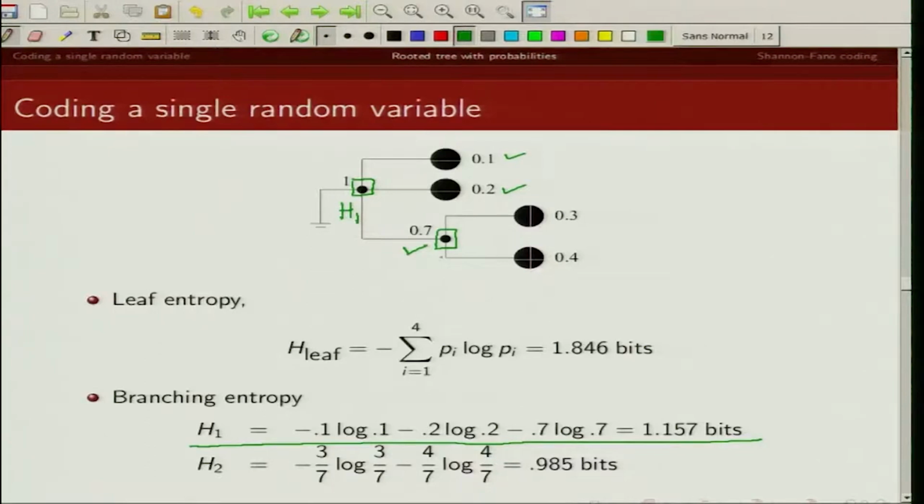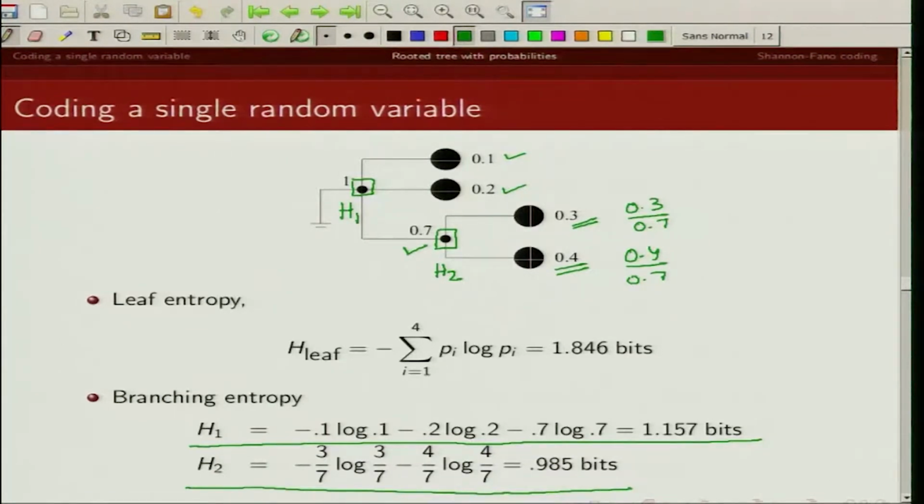Similarly, I can compute the branching entropy at this node, which I am denoting by h2. Now the probability of selecting this branch is 0.3 by 0.7, and similarly the probability of choosing this is 0.4 by 0.7. Then my branching entropy is given by this expression.